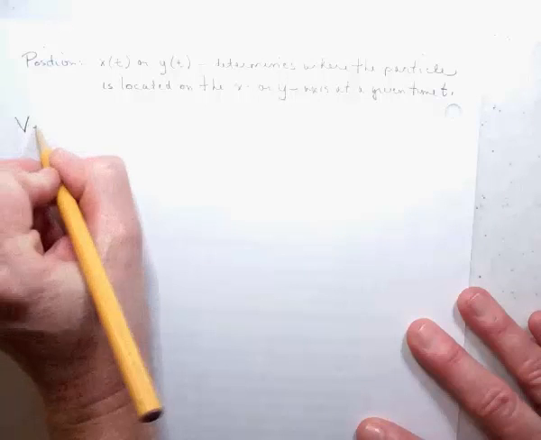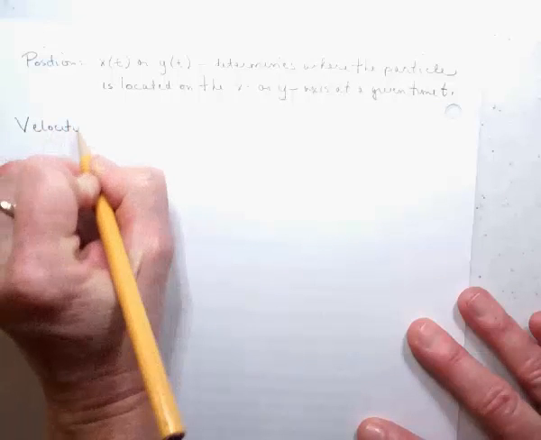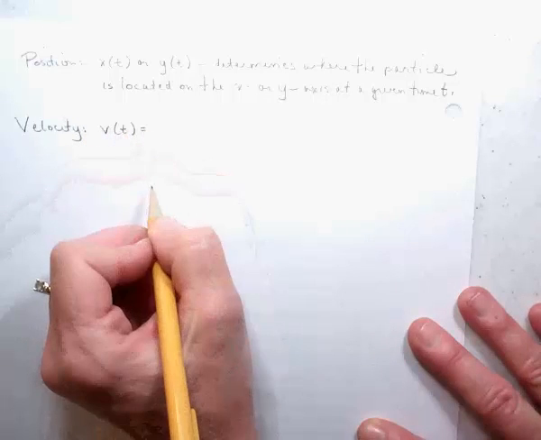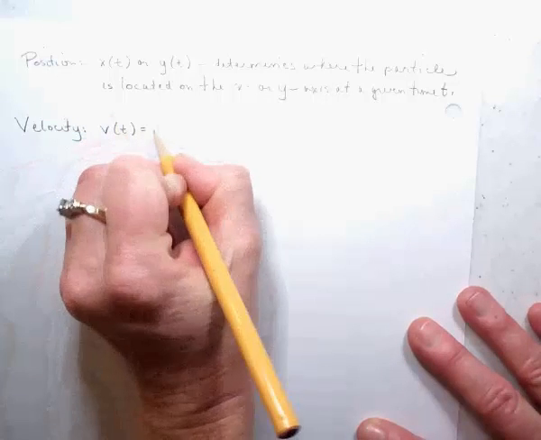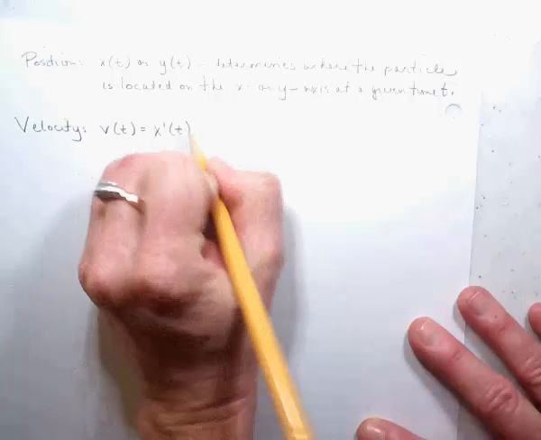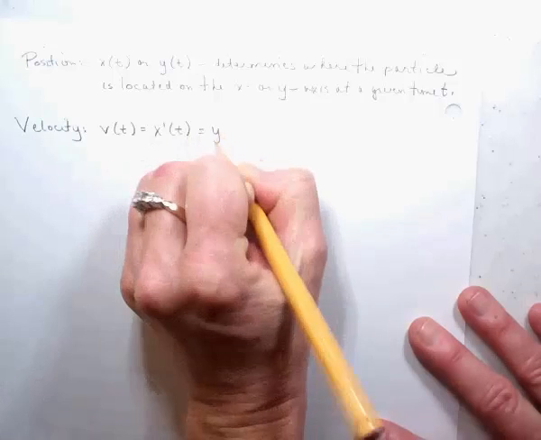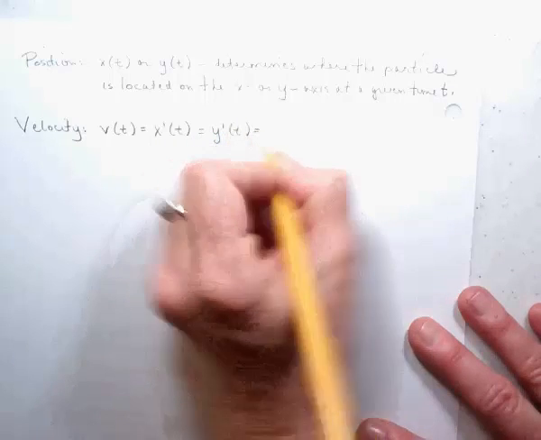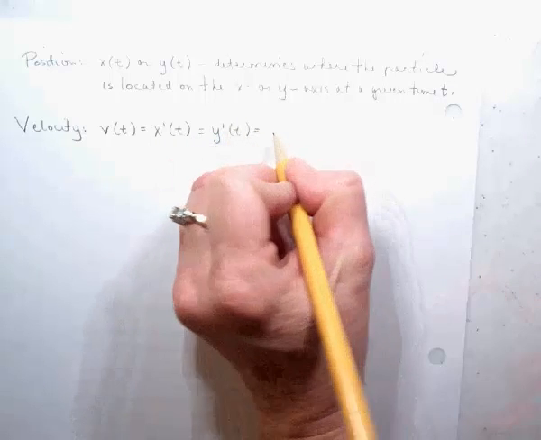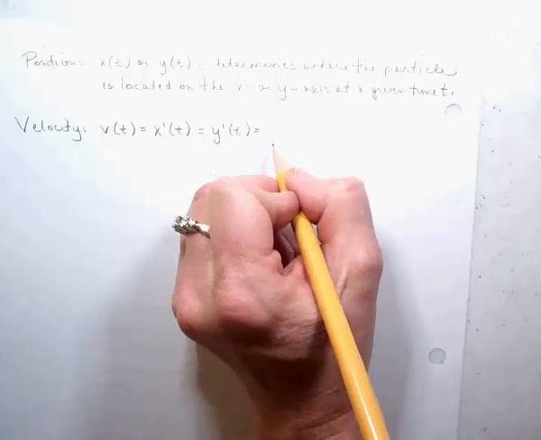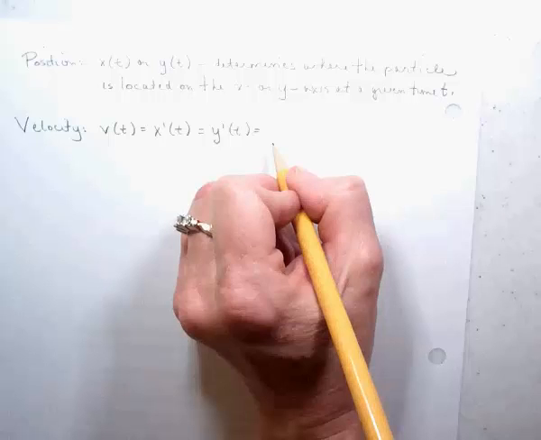Let's get a definition of velocity. The notation we usually use is v of t, or you can think of it as the derivative, the rate of change of the x position, or the rate of change of the y position. And this determines how fast the position is changing at time t, as well as the direction of movement.